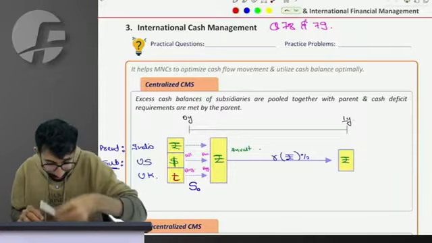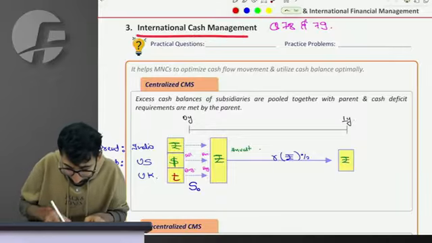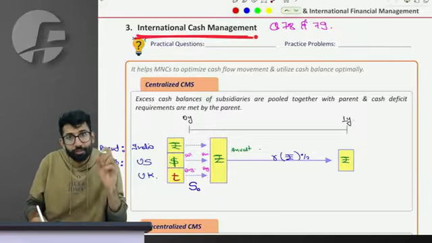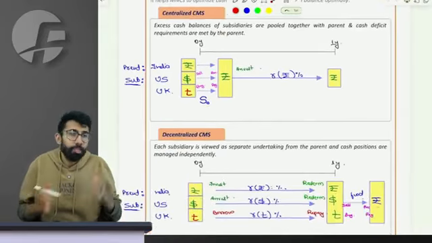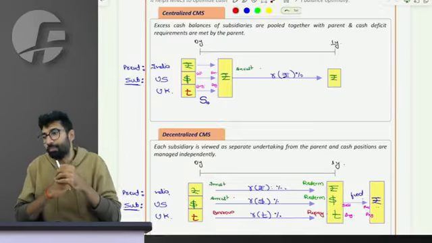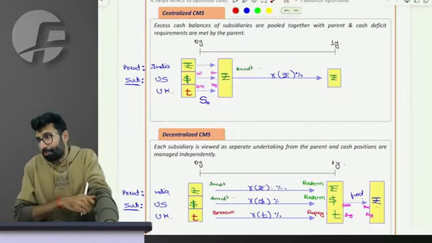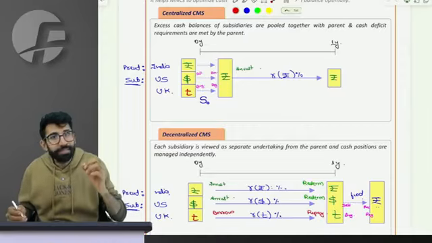Anyways, now we come to international cash management, the first topic from international financial management. Extremely easy. It is more or less the same as the concept of foreign currency investment that we have done, right? So people in the class, let's get started immediately.